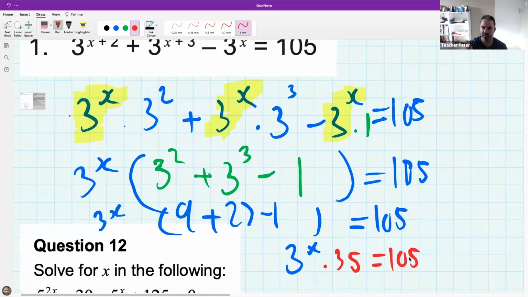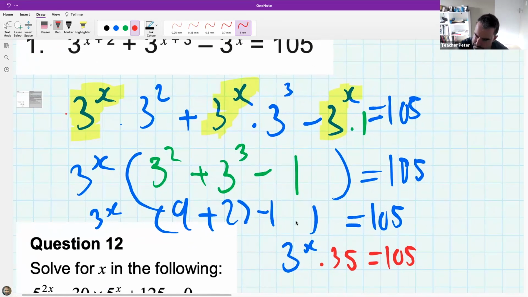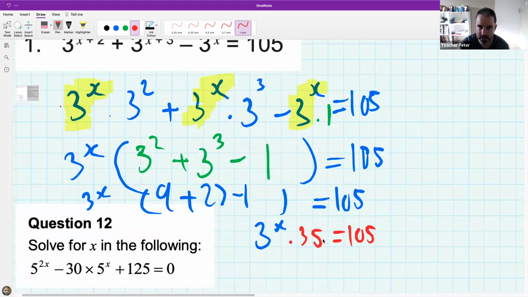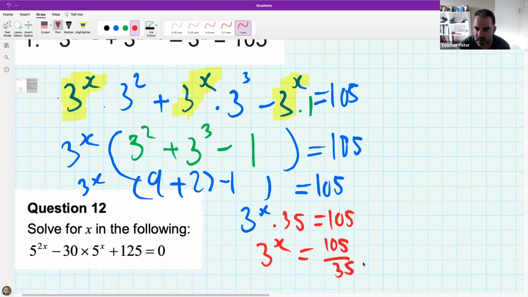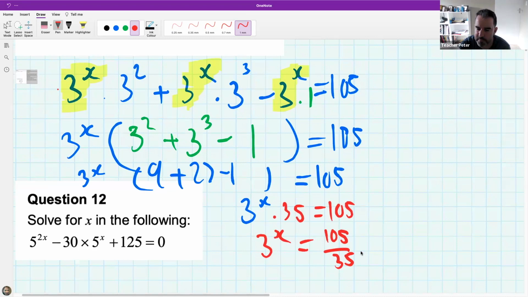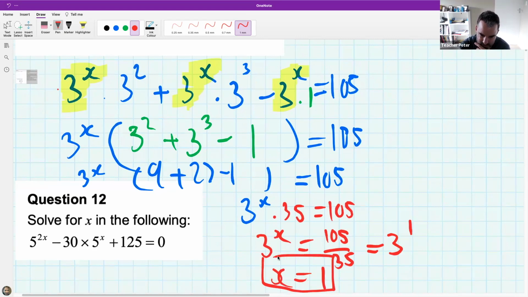And then what are we going to do after that? I think we divide both sides by 35. Yeah, so we're going to divide both sides by 35. And then we get that, and actually that's fine because that's going to be 3. So what does x have to be? x is equal to 1. Perfect. Thank you very much, Simtanda.